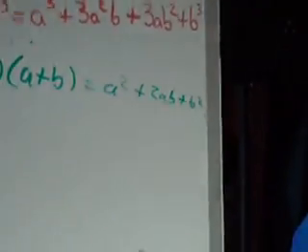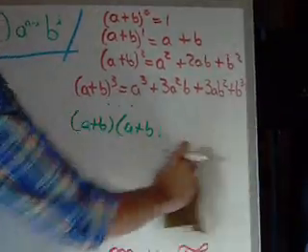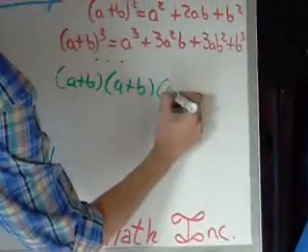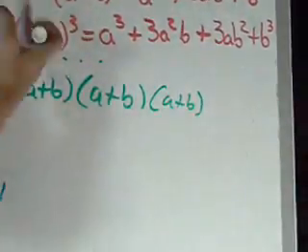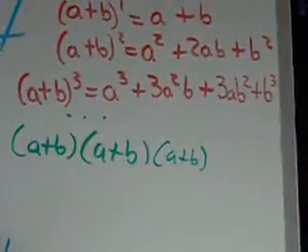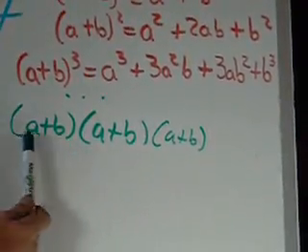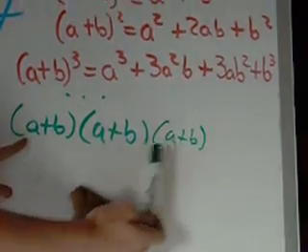Now, that same way, if I have a plus b cubed, how many ways can I get an a cubed? That would only be one way, by taking a times a times a.